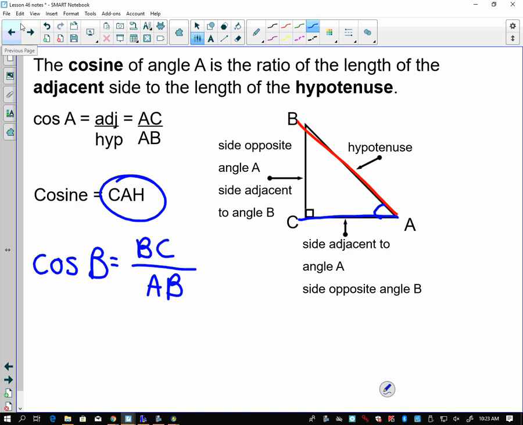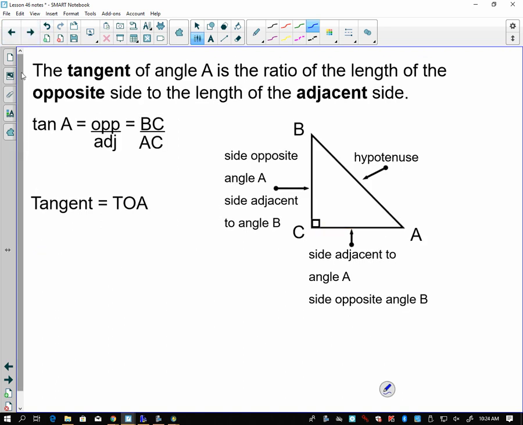All right. So class, what is cosine? Adjacent over hypotenuse. And what was sine? Opposite over hypotenuse. Sine is opposite over hypotenuse. Cosine is adjacent over hypotenuse. All right, and the next one, tangent. Tangent is opposite over adjacent.